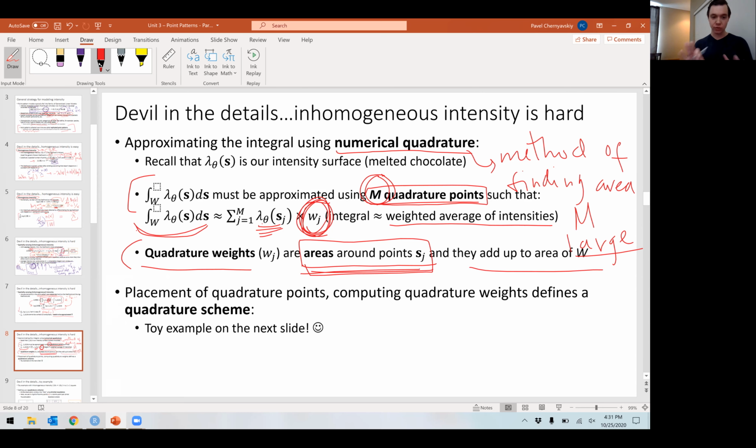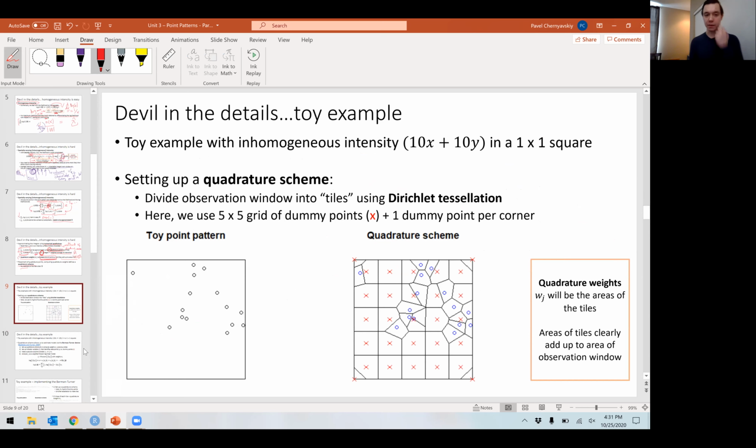So I'll visualize this in the toy example in the next slide. This is hard to talk about with math and English, so perhaps a visual is coming up. Together, the placement of the quadrature points, the points where you're trying to approximate this integral, and the assigning of these quadrature weights is what defines a quadrature scheme, which is basically how you plan to approximate this messy integral.